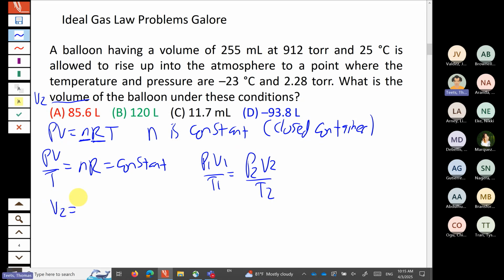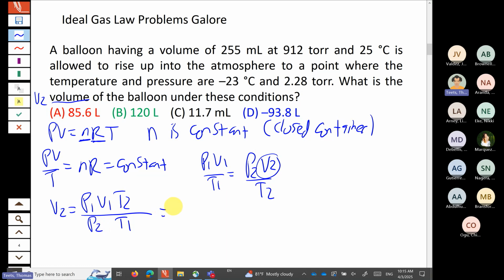So you can either put numbers in first or do your algebra first, whatever you prefer. I usually do the algebra first. So solving for V2 by just cross multiplying and dividing, we get P1 V1 times T2 divided by P2 T1. I usually write it like this, where the two things that are the same are kind of on top of each other, but whatever order you put them in will be fine. So that's how we're going to solve for V2. We just need to put everything in here.